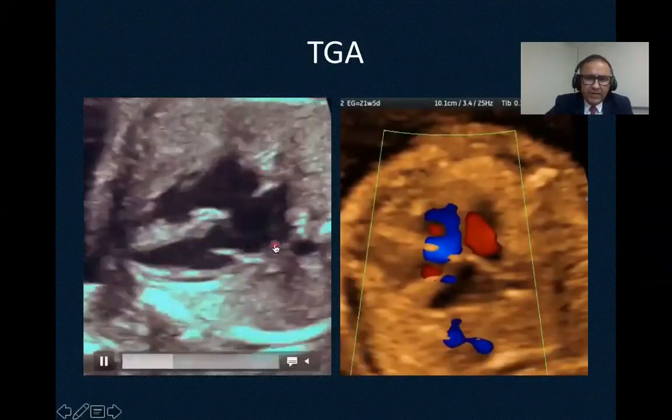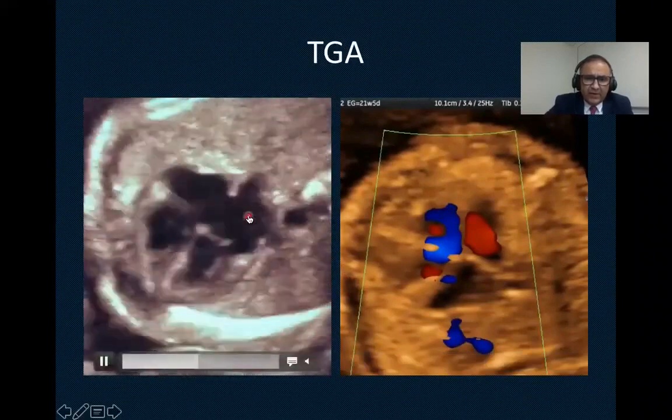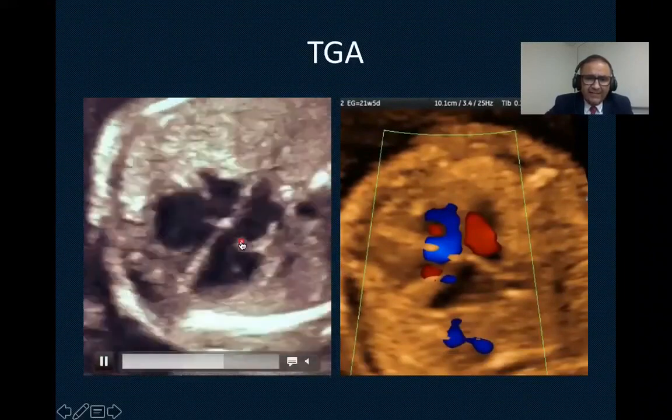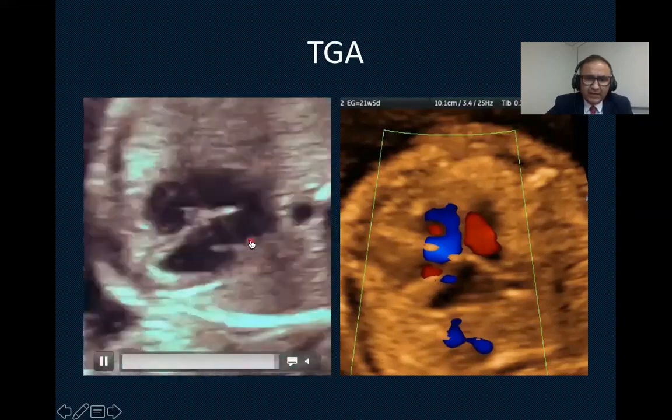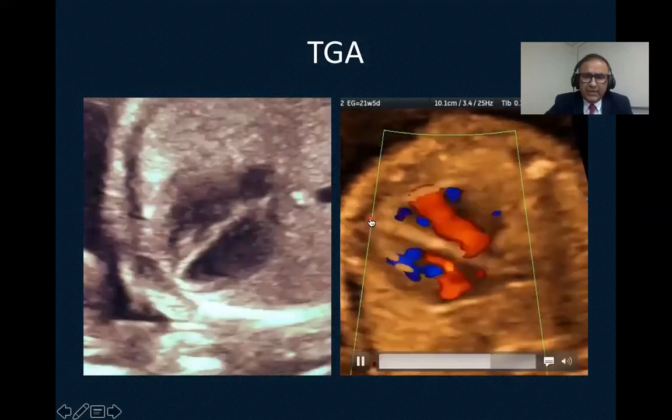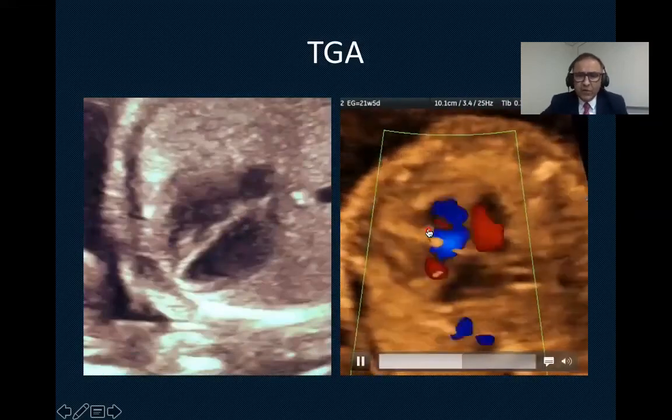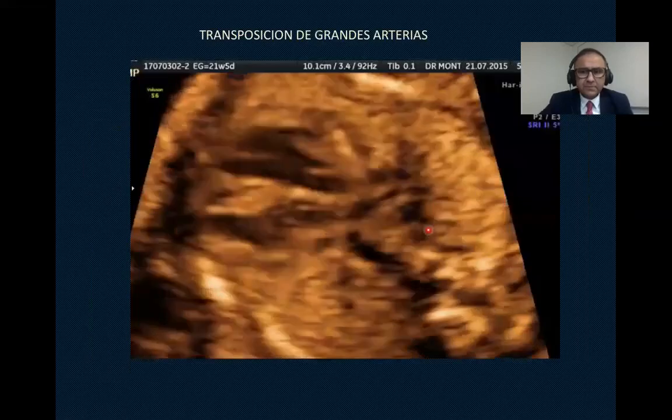We can see a wide foramen ovale there, and when we then evaluate the outflow tracts, we see that the pulmonary artery emerges directly from the posterior ventricle, the left ventricle, and the aorta from the right ventricle. This case had a perimembranous ventricular septal defect.